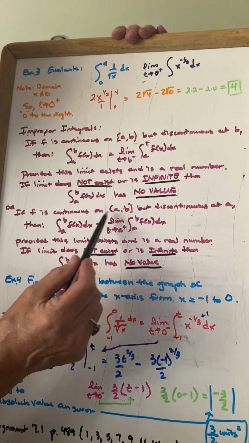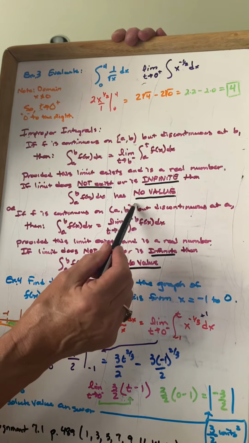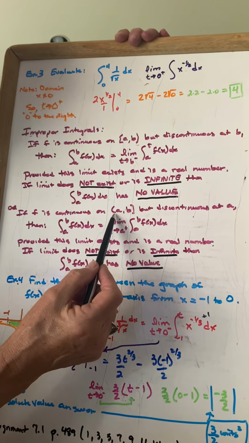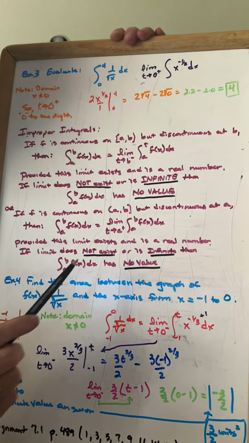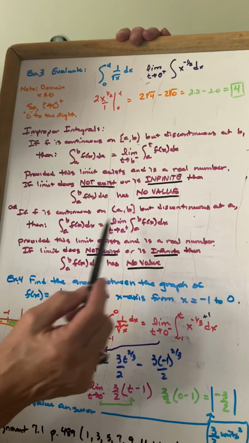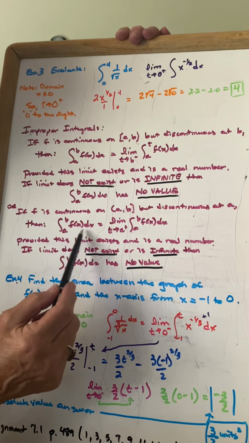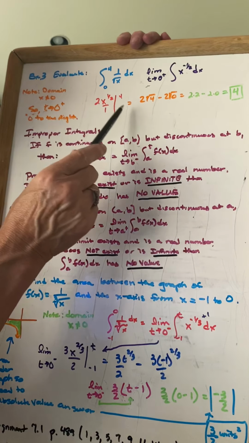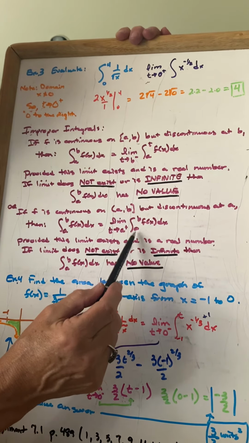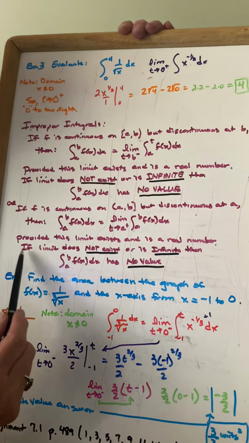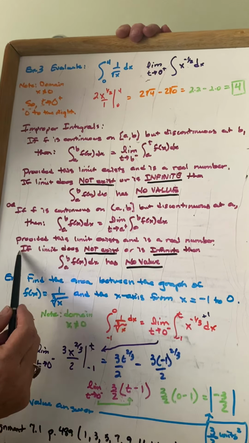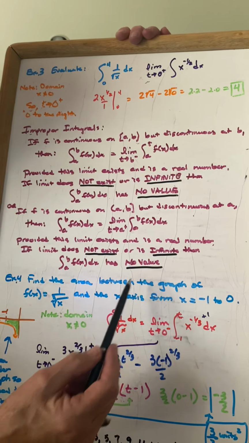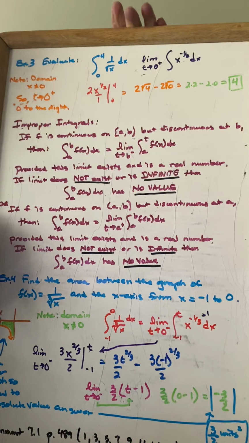Now, what if the bracket or the parentheses is on the left? If f is continuous on parentheses a to b bracket, so it's on the left side, it cannot be included. For instance, this was on the left with the 0 here. But discontinuous at a, then the integral of a to b of f of x dx is the limit of t going from a to the right, which is what we did up here, of the integral from t to b of f of x dx. Provided this limit exists and is a real number. If the limit does not exist, or is infinite, then the value is no value. All right, I'll give you a minute to write down that.